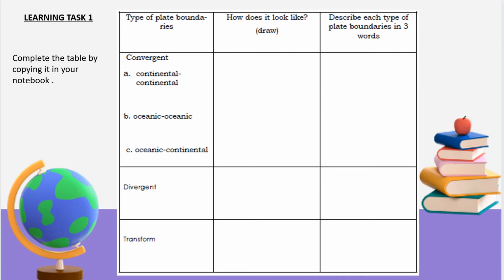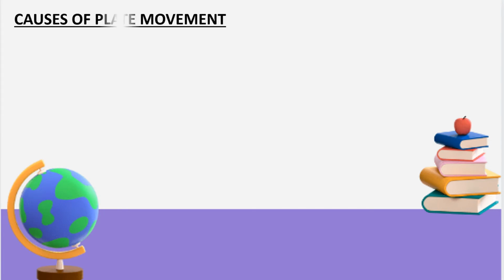So we have here the type of boundaries, the convergent, the divergent, and the transform. Under convergent, we have the continental, the oceanic, and the oceanic-continental. You're going to draw how it looks like, and you're going to describe each type of plate boundaries in 3 words. Understand po?